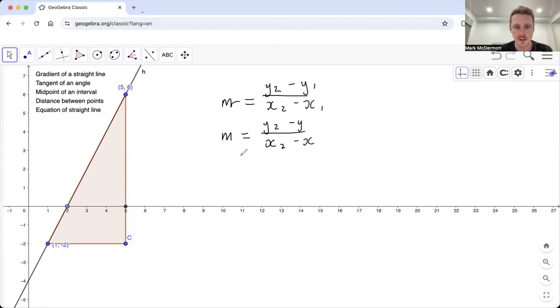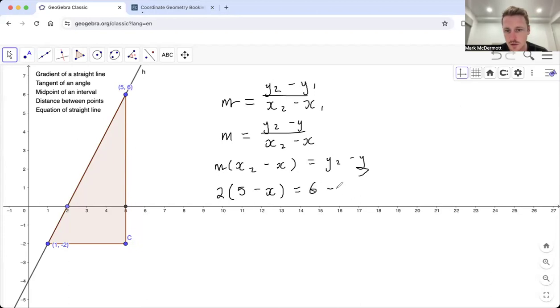If we just rearrange this to get y as the subject, I'm going to multiply both sides by x2 minus x. So I'm going to get m times (x2 minus x) equals y2 minus y. So we get something like this, and then if we substitute in the things we know, just to show that it works, we're going to get m equals 2. So let's just pick one of the points. Let's pick x2 being 5, so 2 times (5 minus x) equals the y2 value, which is 6, minus y.